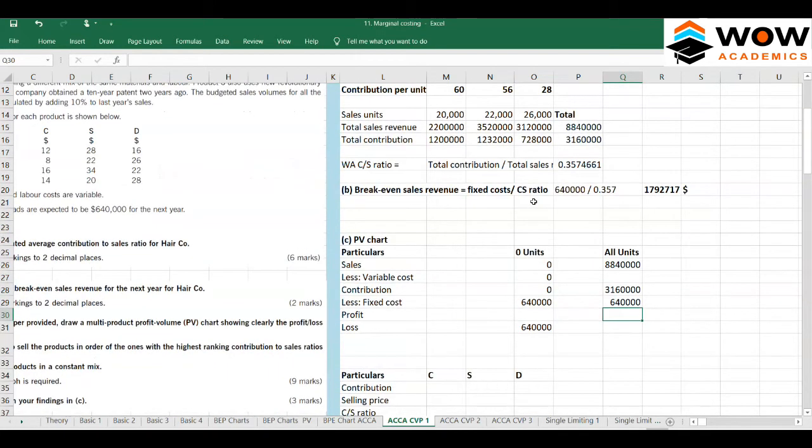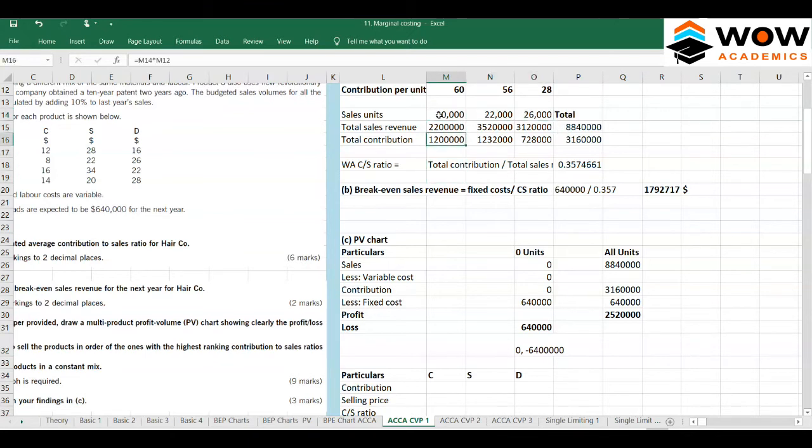Okay, we'll get the difference. Contribution minus fixed cost will give you the profit. So these are the elements which are important for us. So in 0 units it would be 0 comma minus 6,40,000. So I think we could cut 3 zeros also, and on the other side it's all the units put together. What is all the units? All the units is, you can add all the units, that comes to 68,000.